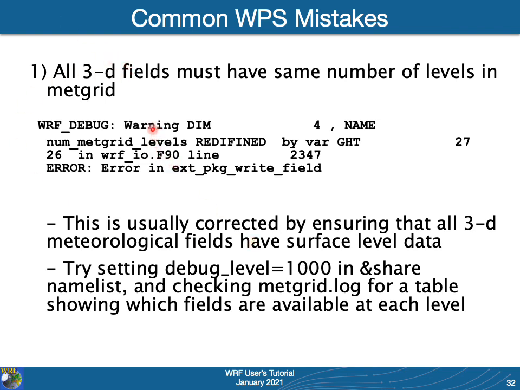Typically, this error message says, warning, dim something, name num_metgrid_levels redefined by some variable from one value to another value. It's usually not obvious what this message means, but this is an indication that one or more three-dimensional atmospheric fields do not contain the same number of vertical levels. The easiest way to debug this problem is to set a hidden namelist option, debug_level, to a large value, perhaps 1000, in the &share namelist group before rerunning the metgrid program. Then, in the metgrid log file, there will be a table showing which fields were found at which levels, and from this table it should be obvious which fields were missing vertical levels.